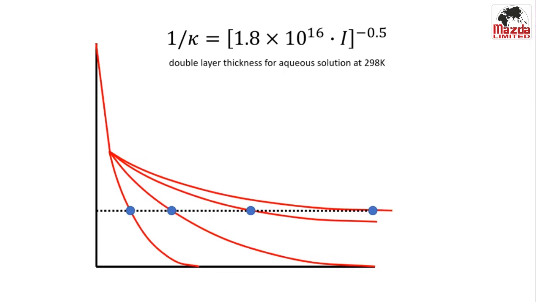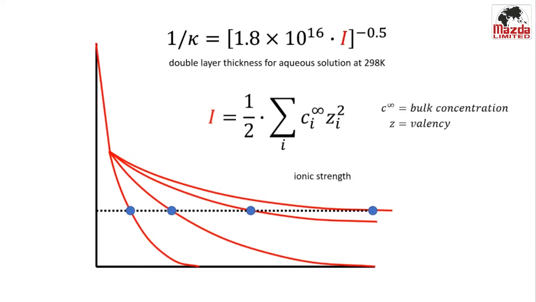For an aqueous solution at room temperature, kappa is given by this equation. I is the ionic strength and is a measure of the concentration of all of the ionic species present, taking into account their valencies, since polyvalent ions are more effective at screening than monovalent ones. So you can see that as you increase the ionic strength, the double layer becomes thinner. And when it's very thin, it's said to be collapsed. So this represents repulsion between particles.